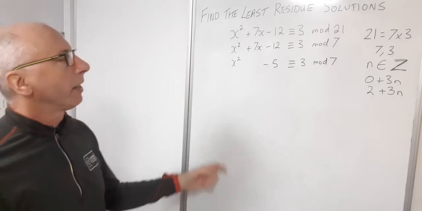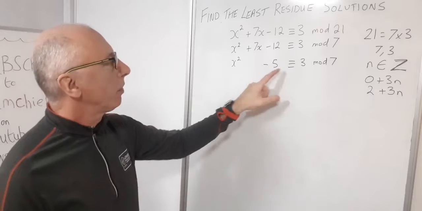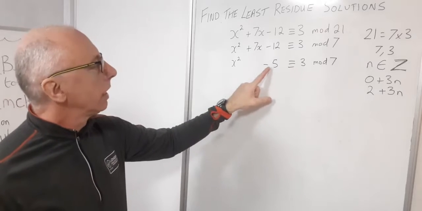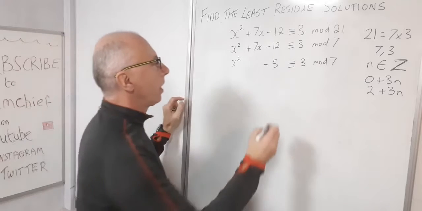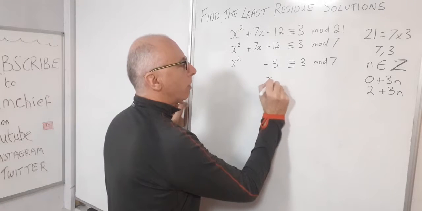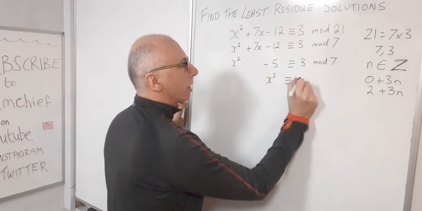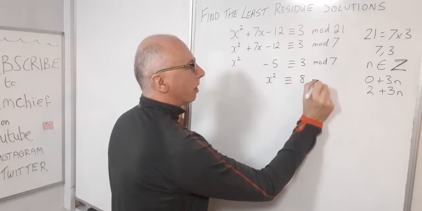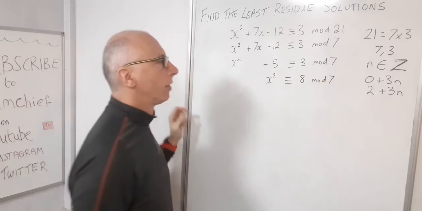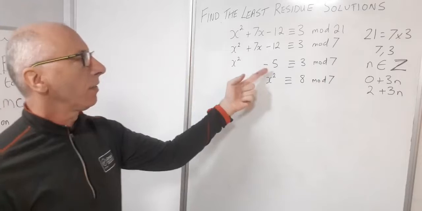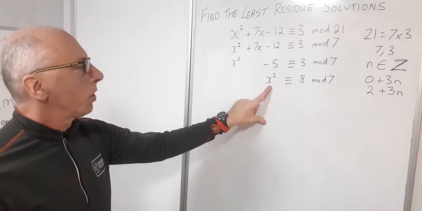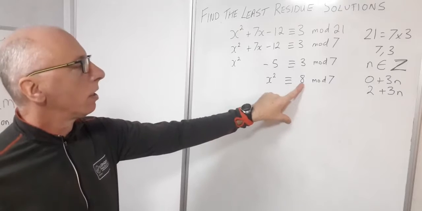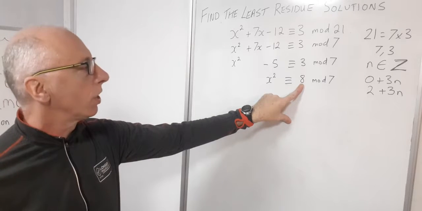Okay, now let's just try and simplify this even more. Now this minus 5 we can bring to the other side and add 5 to both sides. So therefore x squared is congruent with 8 modulo 7. So that's just added 5 to both sides. That's completely valid. Okay, so now what we want to do is try and take the square root of this. But the square root of this is not going to work.